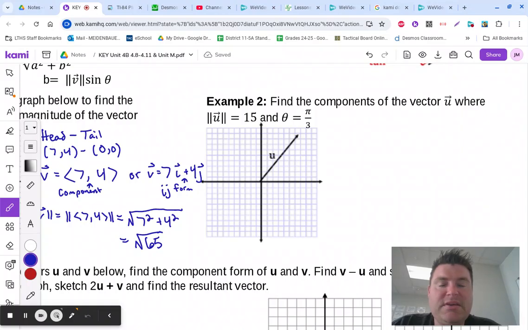Let's move on. Example 2. So I'm going to give you the vector u, and we're going to find some parts about u. If you look right here at the head, it's kind of hard to tell exactly where it ends. It kind of looks like it's in between a couple of the gridlines. So let's find the exact values here.